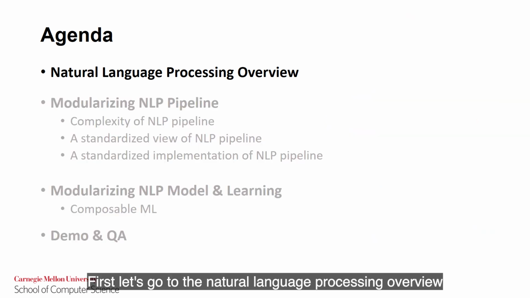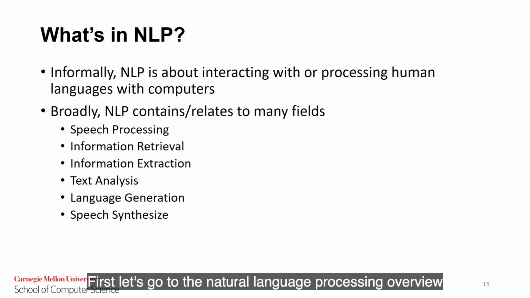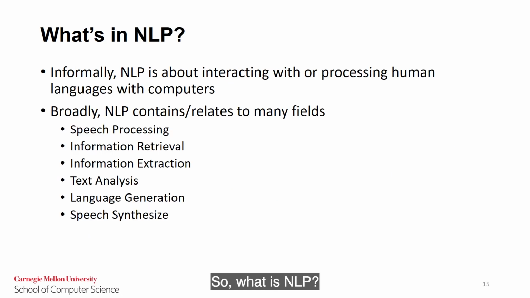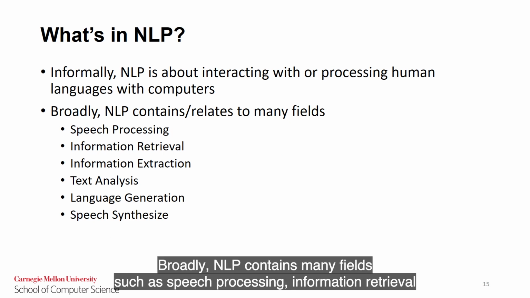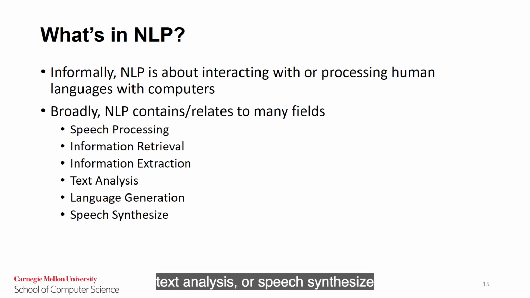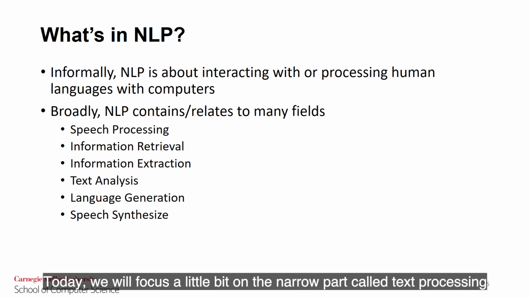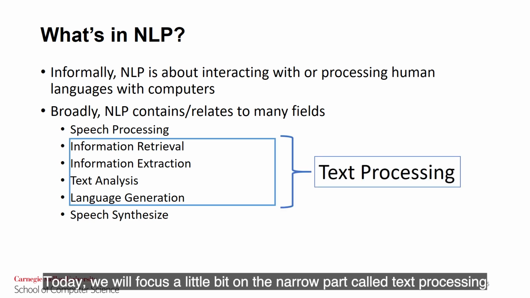First, let's go to the natural language processing overview. So what is NLP? Informally, NLP is about interacting or processing human language using computers. Broadly, NLP contains many fields such as speech processing, information retrieval, text analysis, or speech synthesis. Today, we'll focus a little bit on the narrow part called text processing.